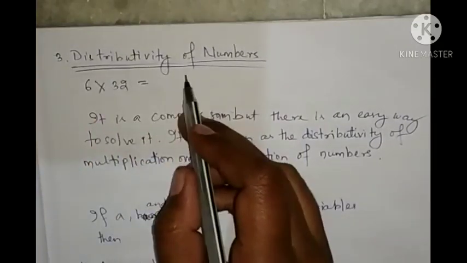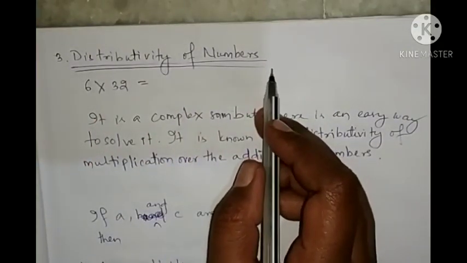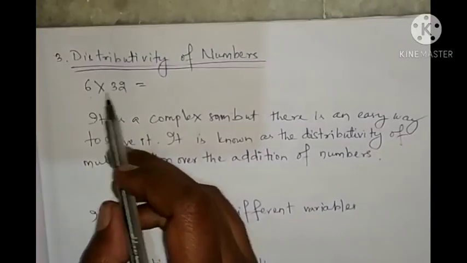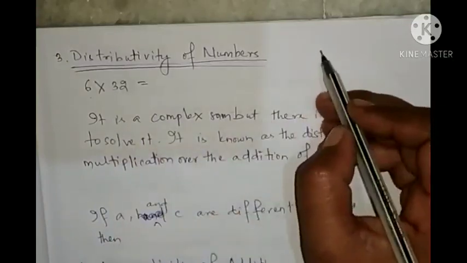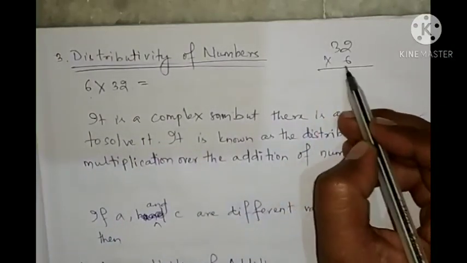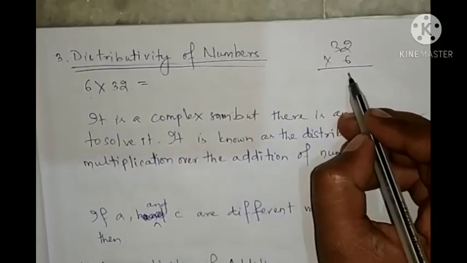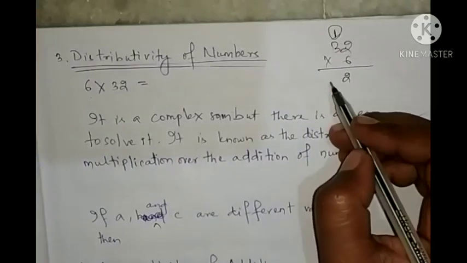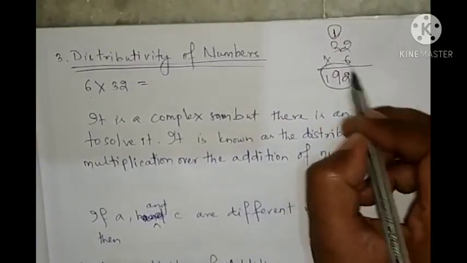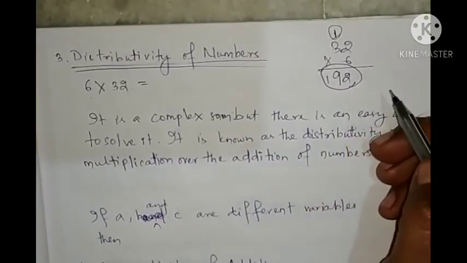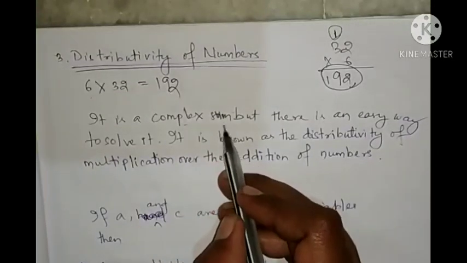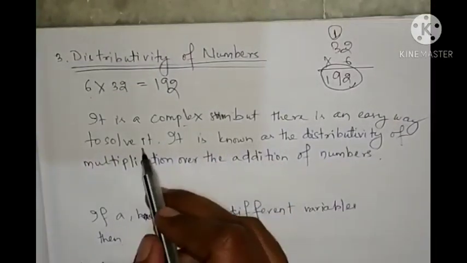Next you see distributivity of numbers. Okay. So distributive property of numbers you have studied in arithmetic. So let's see. Here it is given 6 into 32. So 32 is a big number. What you will do? You will multiply 6 into 2 is how much? 12. So you will put 1, then 6 threes are 18 plus 1, how much? 19. Like this you can do. But there is an easy way. Okay, there is an easy way. You can do that. It is a complex sum. Okay, but there is an easy way to solve it.